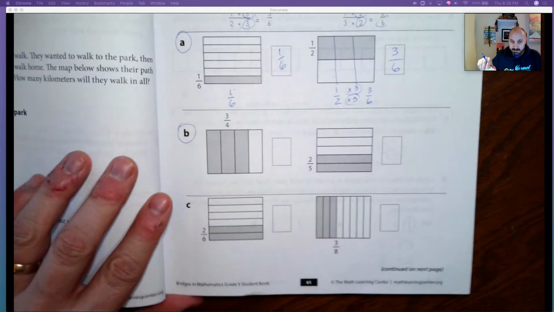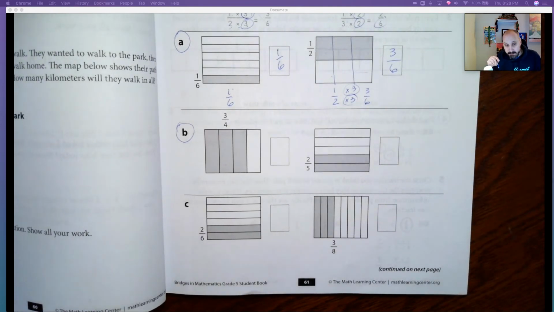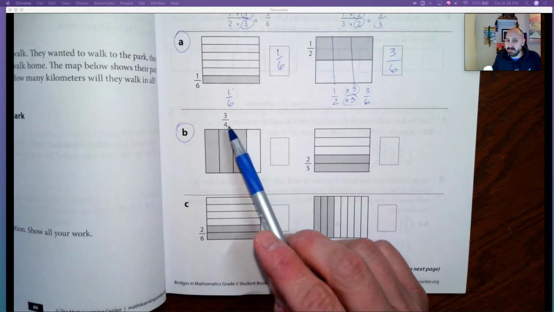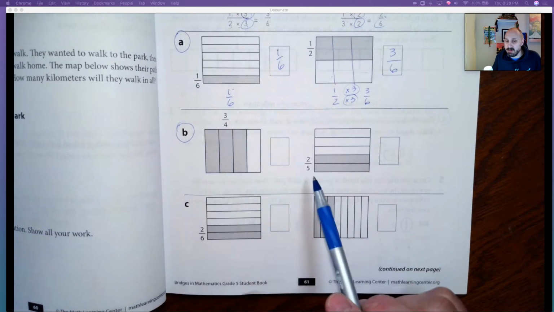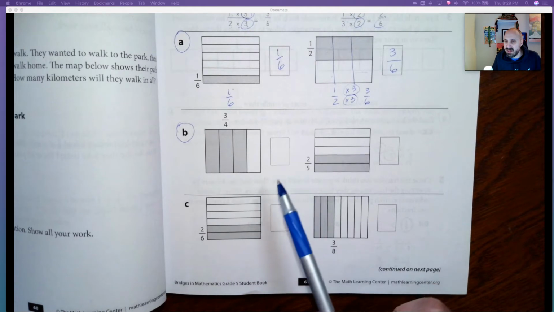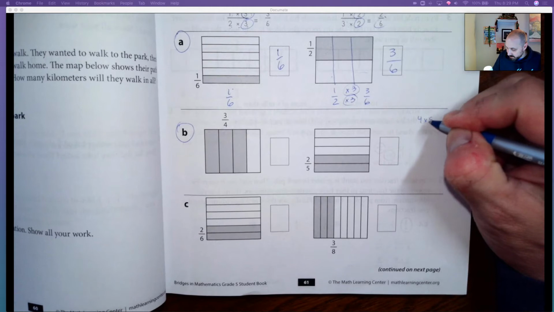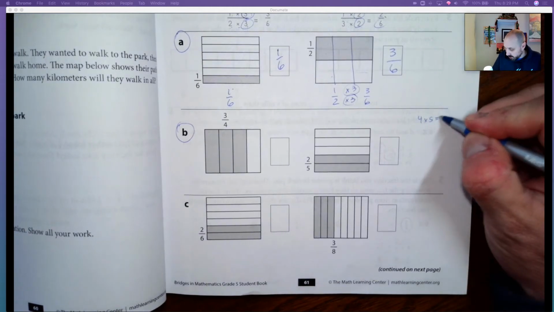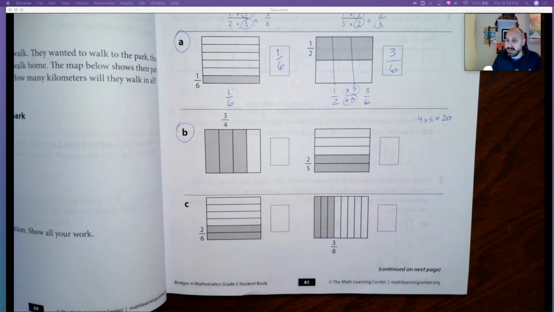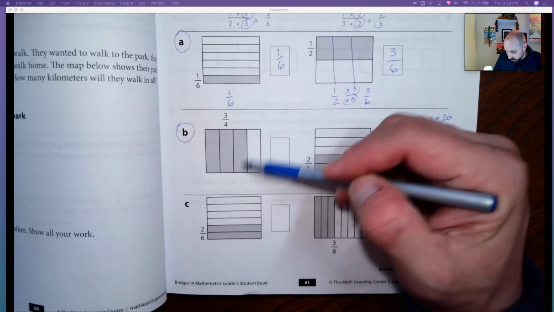Okay, so B is 3/4 and 2/5. This one's going to be a little trickier. The only way I can make these the same, I think, is if I figure out the lowest common multiple for 4 and 5. In this case, if we just multiply 4 times 5, that's going to be our lowest common multiple. There's nothing smaller than 20 that we can break these up into. So this one is already cut into fourths going down, 1, 2, 3, 4.